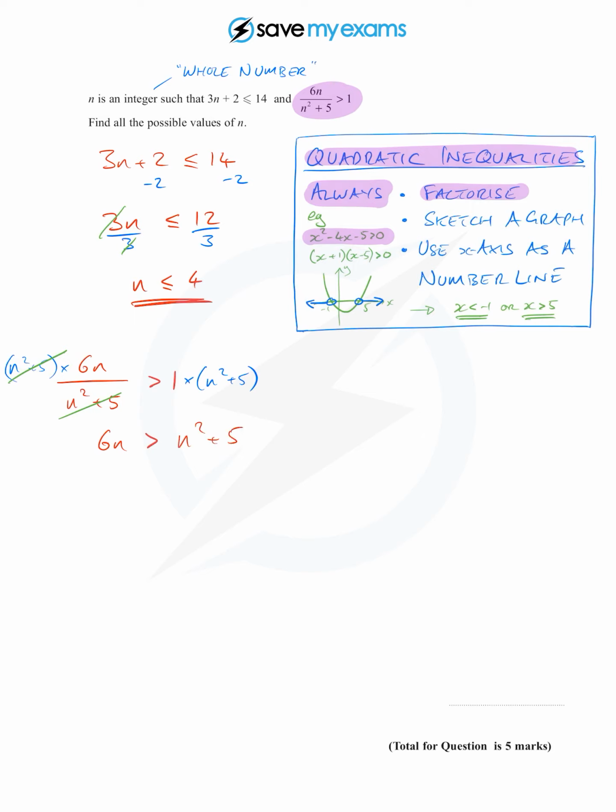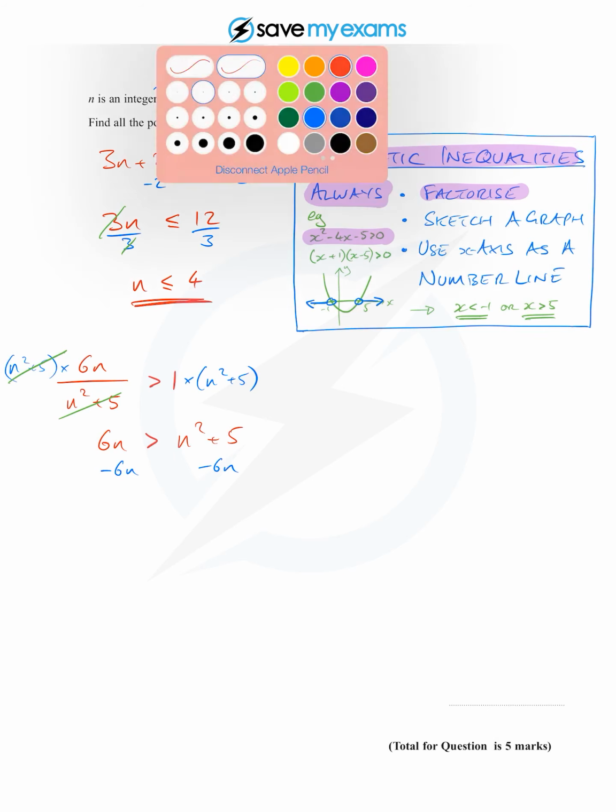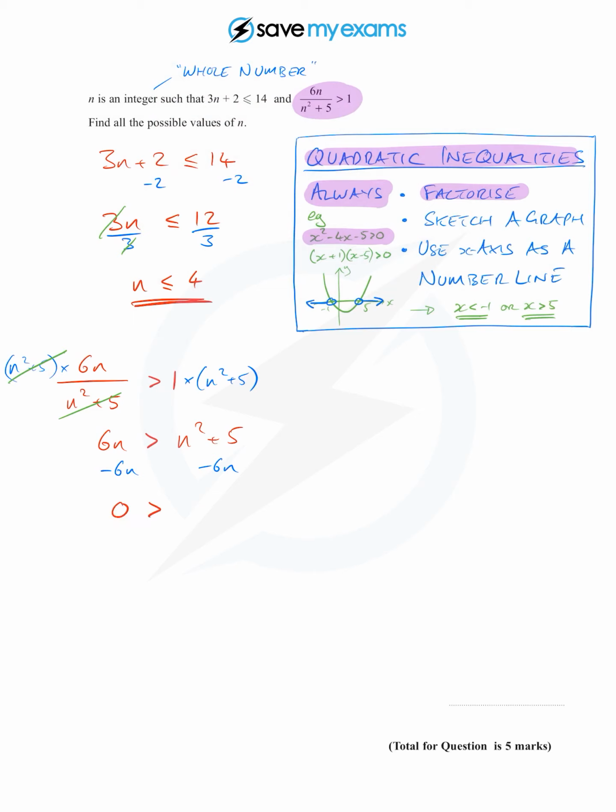Now, it's a quadratic, because it's got an n squared and an n and a number term. And with quadratics, well, look at the example in the blue box. I want to get everything on one side and have a 0 on the other. So let's do that by subtracting the 6n from both sides. And we get 0 on the left is bigger than n squared minus 6n plus 5, writing it in the traditional form of the squared, then the n, then the number term.